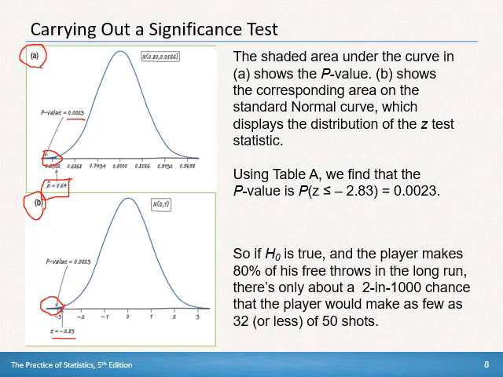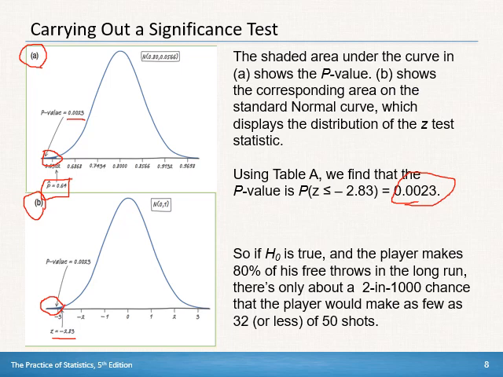Okay, so if H naught is true and the player makes 80% of their free throws, then there's only a 2 in 1,000 chance that she would have done as badly as she did or worse. So that means she probably is not an 80% free throw shooter. Since the probability of this happening just by chance is so low, it's probably not happening by chance. It's possible that she just had a really bad 50 throws, but very unlikely.